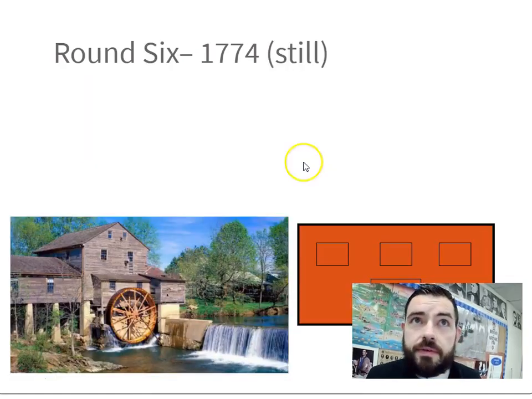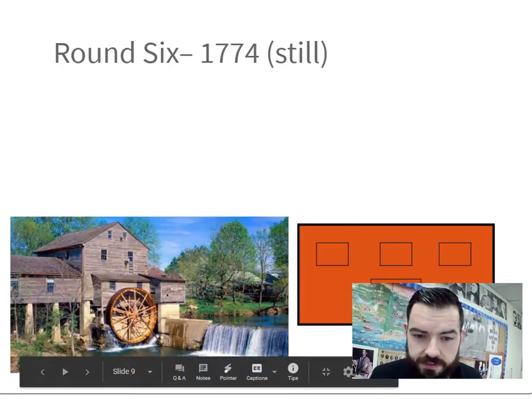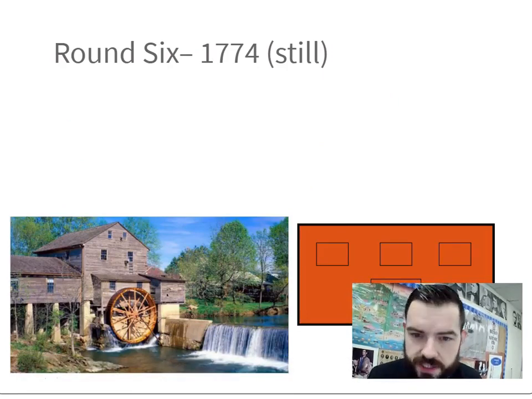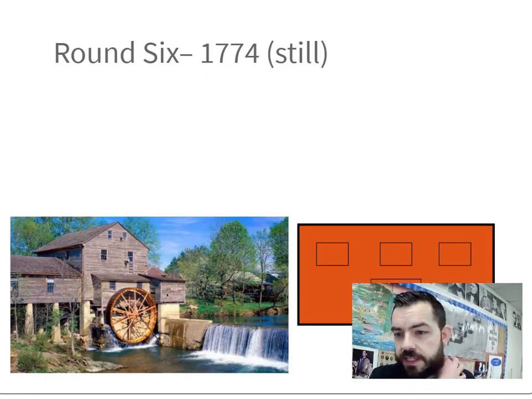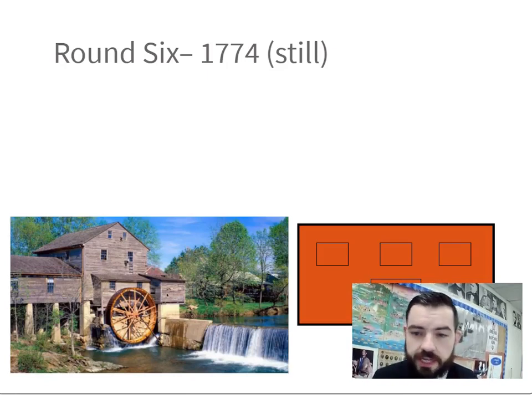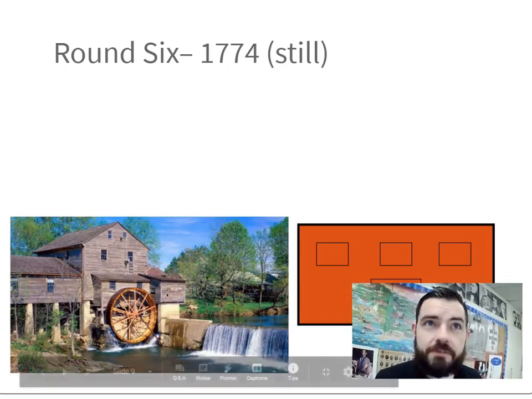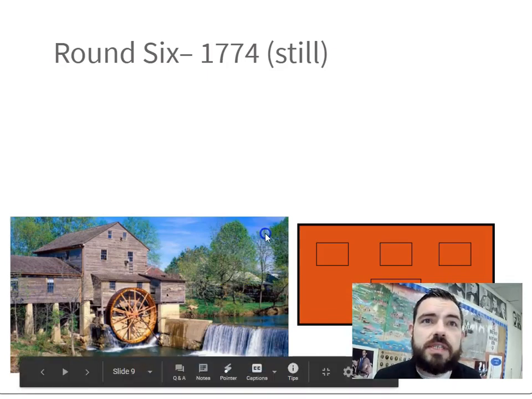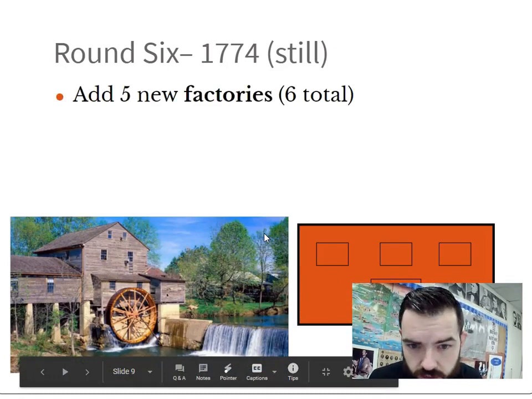All right, round 6. It is still 1774, but the profits from the first textile factory are enormous. Textiles are for clothes and cotton. It should be no surprise that Richard Arkwright is referred to with 2 titles, the first millionaire and the father of the factory. New factories are built in your community. Go ahead and add 5 new factories for 6 total.